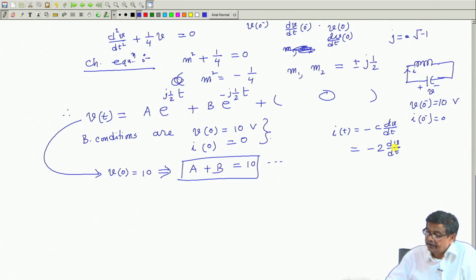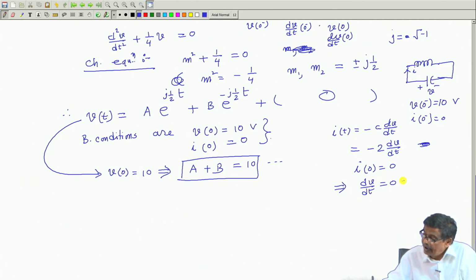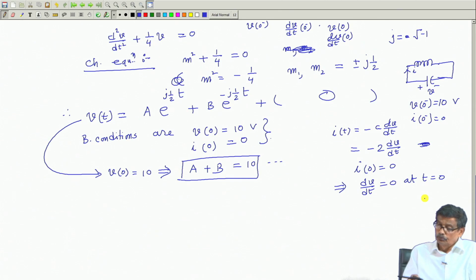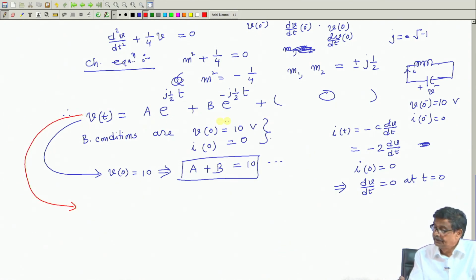This is the expression of the current. So, this current has to be 0, I 0 is equal to 0, which implies that dV/dt must be equal to 0 at t equal to 0, these two conditions. Therefore, to get the other equation, you differentiate this. See, C does not come into dV/dt, because there is 0 on the right hand side.